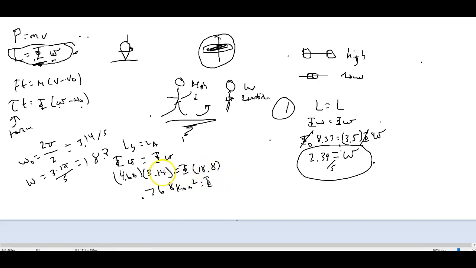Now, how the heck do you turn your inertia from 4.6 to 0.76? From there to here, how did I change my inertia like that? The answer is pull my arms in, right? Pull in your arms, and therefore you tighten your mass, which means it's easier to turn you. Got it? All right, so you have some problems to do on 6-9. So go ahead and do some problems on 6-9.